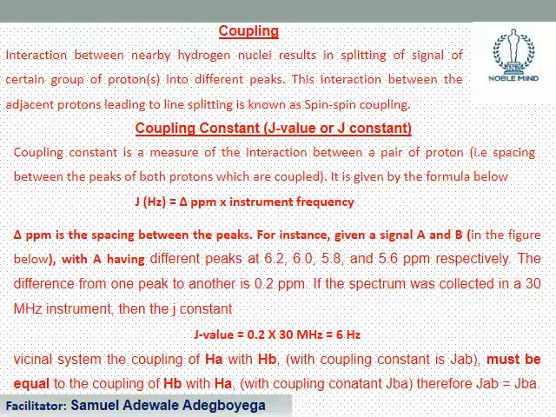Don't forget, I'm not talking about the integral now. I'm talking about the difference from one peak to the other. You have 4 peaks in a particular signal, and there is a space between one peak and the next, which is measured to be 0.2. So if you measure the NMR spectrum of that signal using a 30 megahertz instrument, you can calculate the J value as the change in ppm, 0.2, multiplied by 30 megahertz, which is 6 hertz.